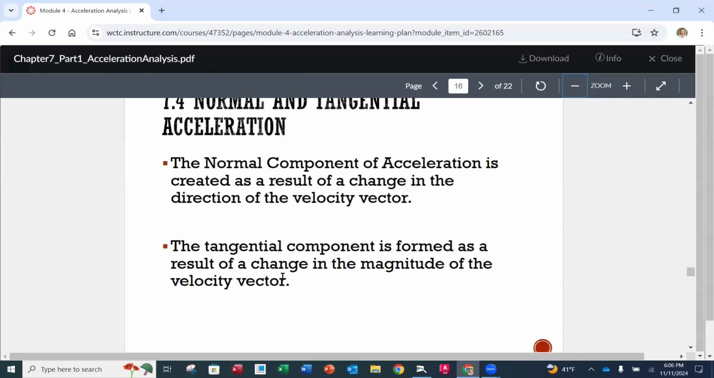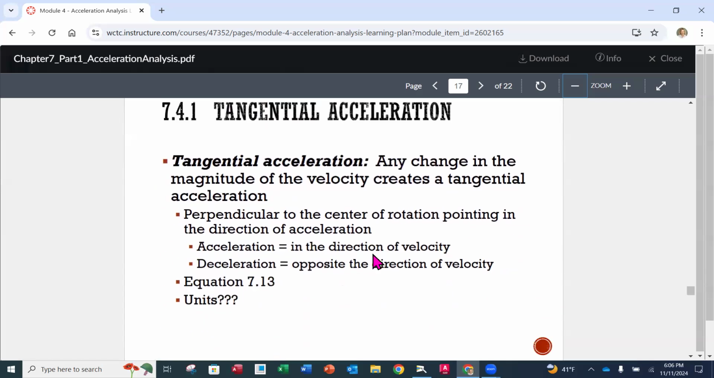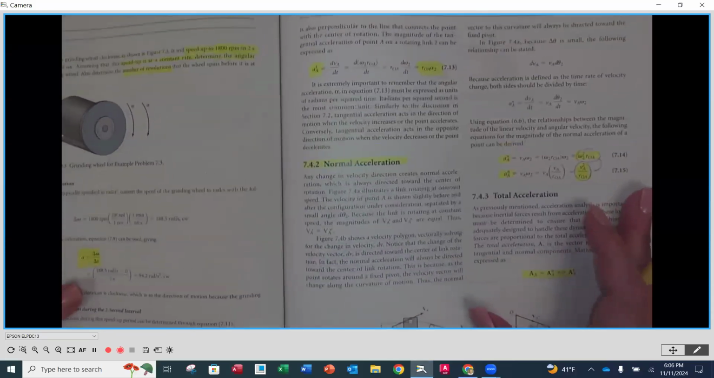So that's our speeding up or slowing down, okay? And that's going to be tangent to the radius back to the center of rotation, either in the direction of velocity or opposite. Now let's look at tangential acceleration. So we already talked about its direction. To calculate its magnitude, we are going to use the top of page 175, okay, right up here.